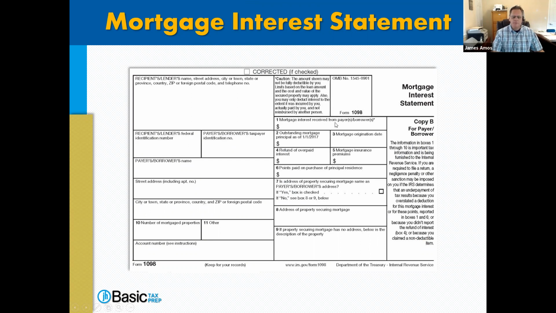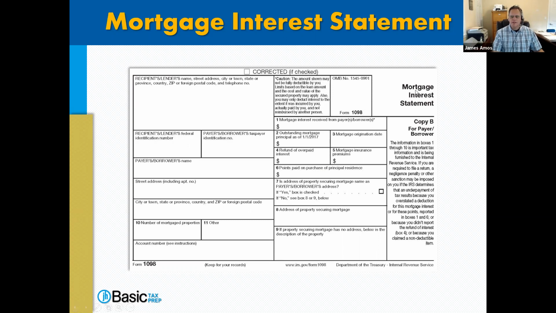Normally, the amount of mortgage interest you pay during the year will be reported right there. There's other information about your mortgage on these other boxes, but box 1 is the key. That's the amount that you get to take.